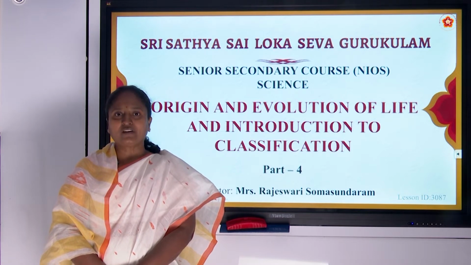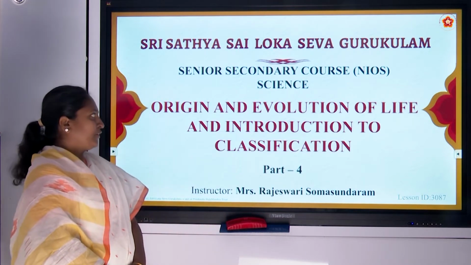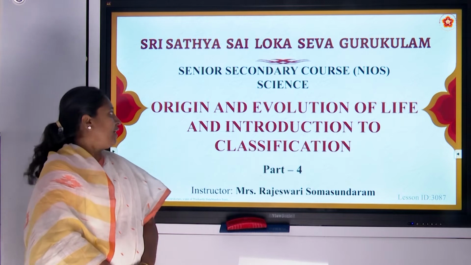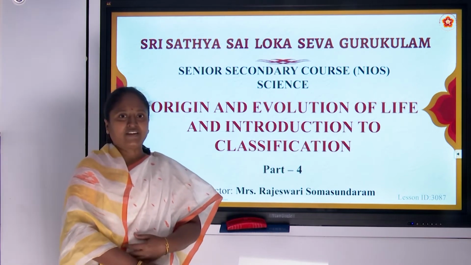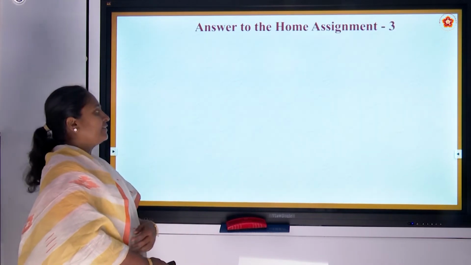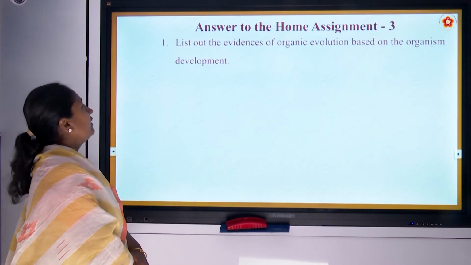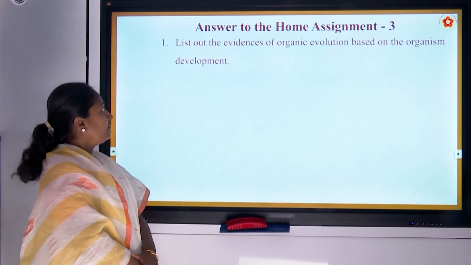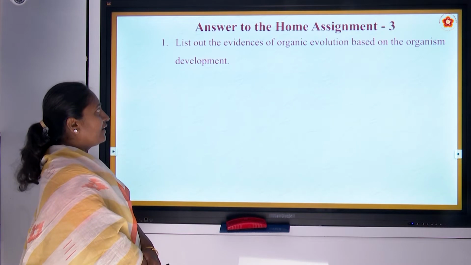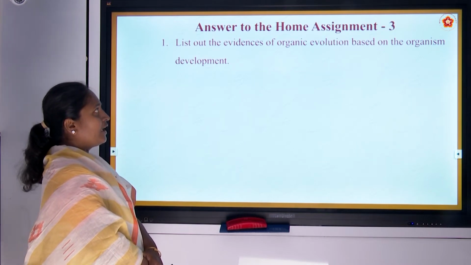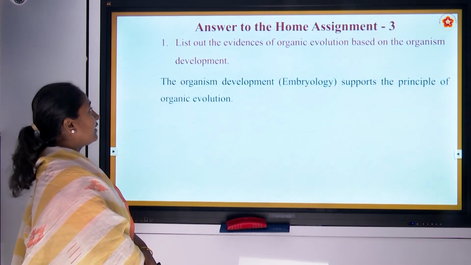Today we are going to learn part 4 of Origin and Evolution of Life and Introduction to Classification. First we will see the answer for the home assignment. The first question asked was, list out the evidence of organic evolution based on the organism's development.